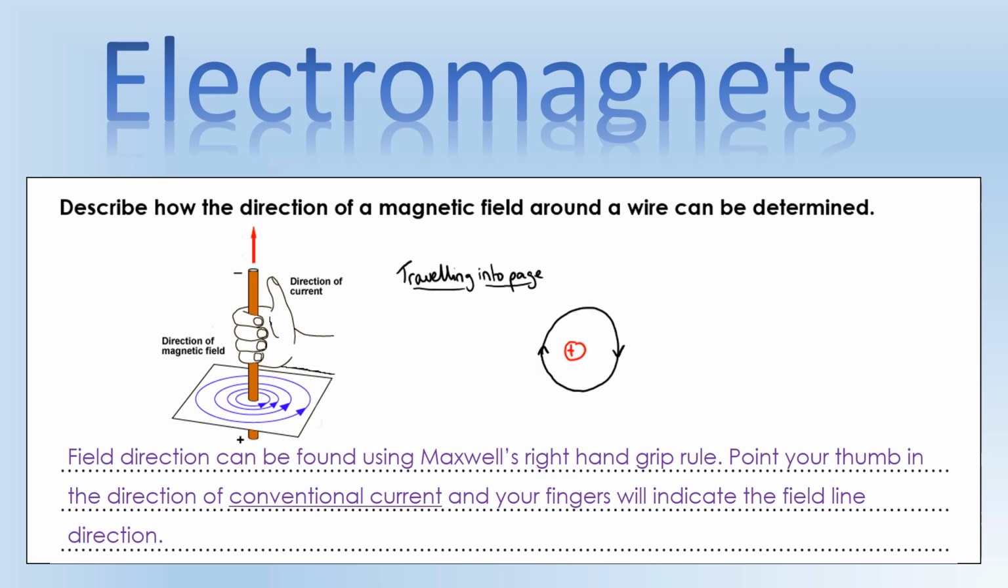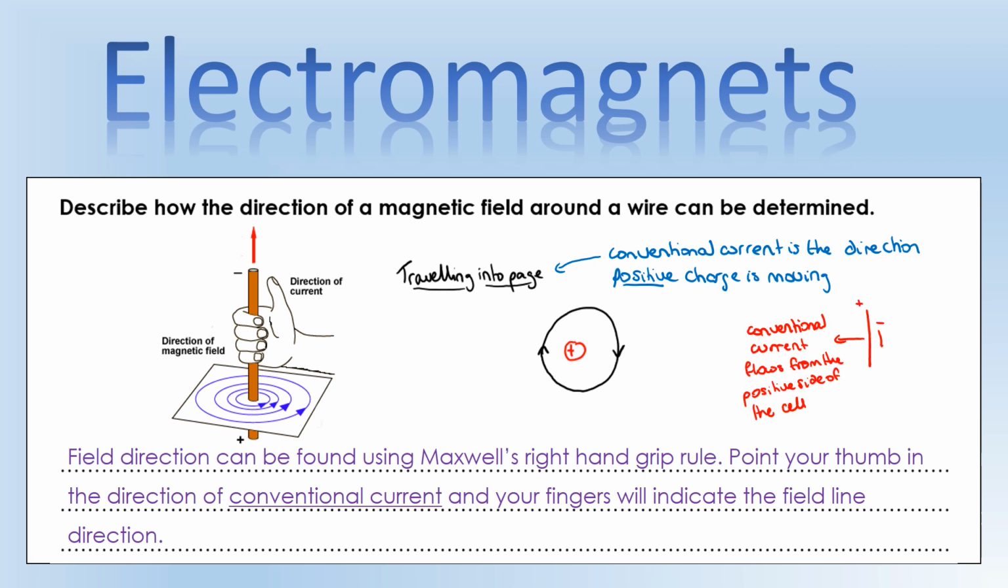If we go back to the diagram we just had, remember, conventional current is the direction that positive charges are going. So if we have a positive charge going into the page, I'm pointing at the screen with my thumb, and you can see my fingers are showing the field going clockwise. If we had a negative charge, that would mean we'd have it going in the opposite direction. If we had the positive charge coming out of the page, you can see your fingers now point in the opposite direction.